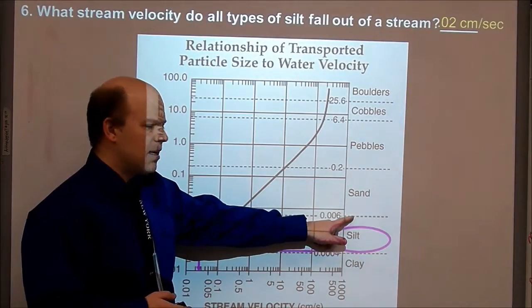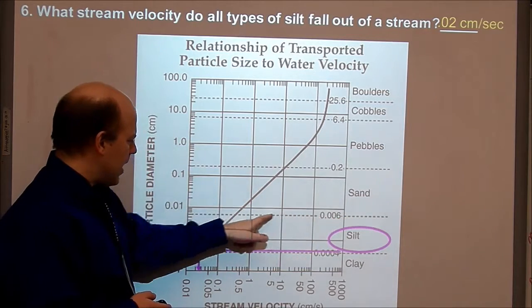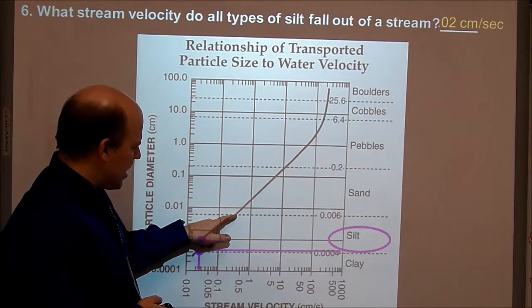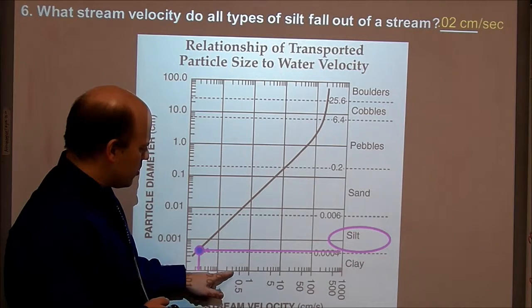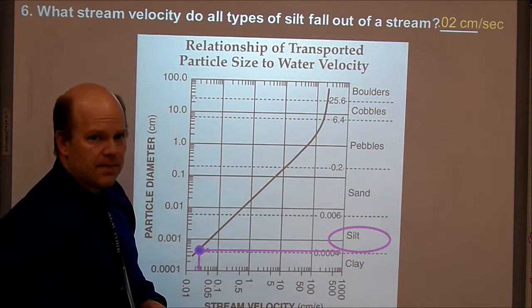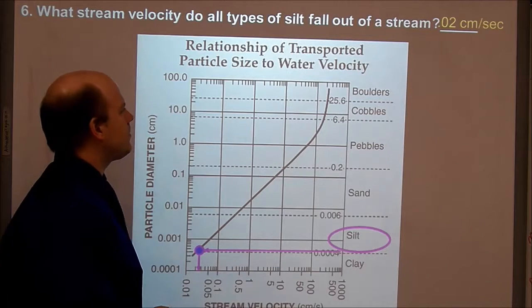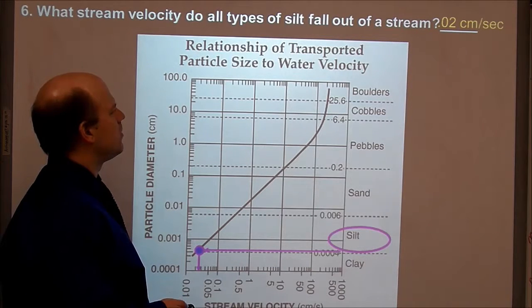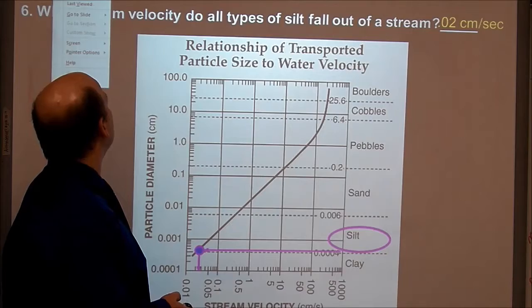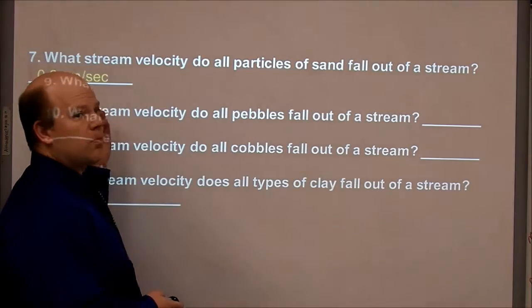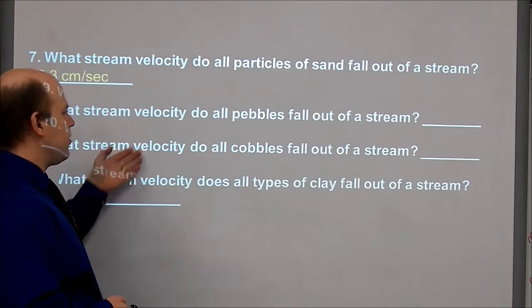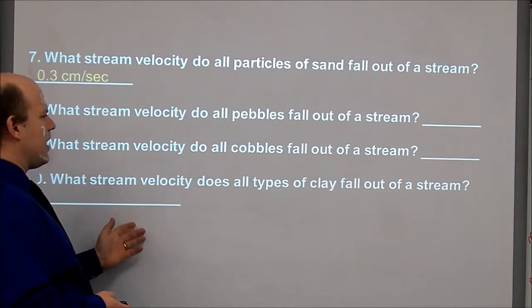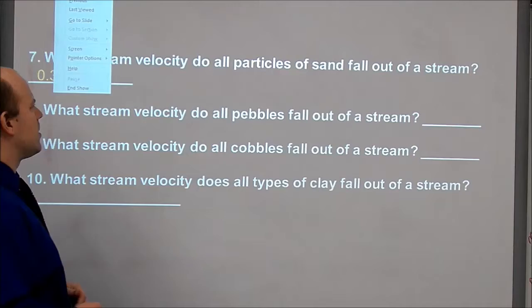So we have sand here. I'm going to come along the line, find the bottom at which sand falls out, and then go down. So this is 0.01, 0.02, 0.03 for sand. So 0.3, like I just said. I would like to see you complete 8 and 9, and then let's talk about 10. So I'm going to skip to number 10.